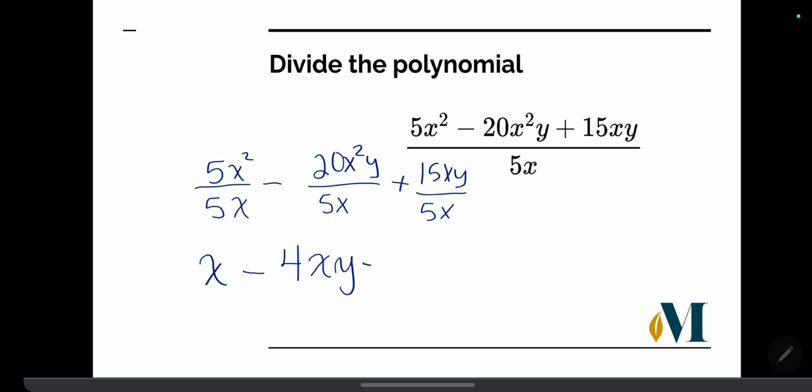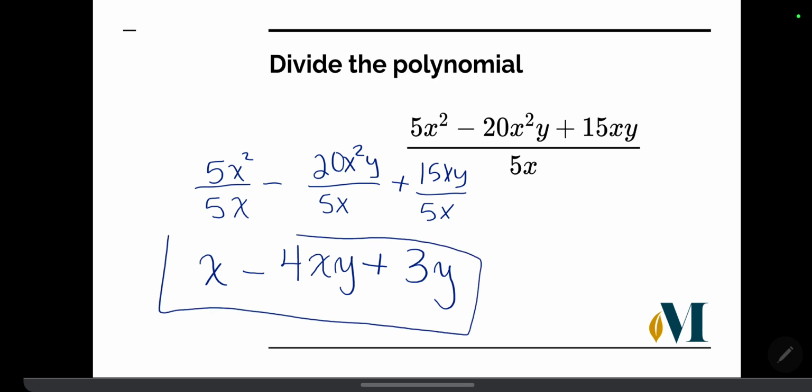Let's look at the last term here. We have 15xy divided by 5x. Let's talk about our coefficients. What's 15 divided by 5? It's 3. We have an x over x, so that cancels and gives us 1. And for our y, there's nothing in the denominator to mess with the y in the numerator, so let's bring it on down. All righty, y'all, and here we are. We have our final answer here: x minus 4xy plus 3y.